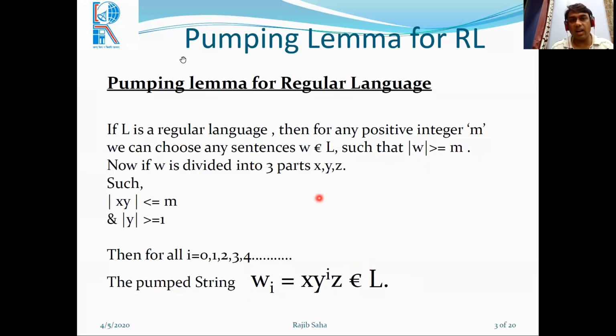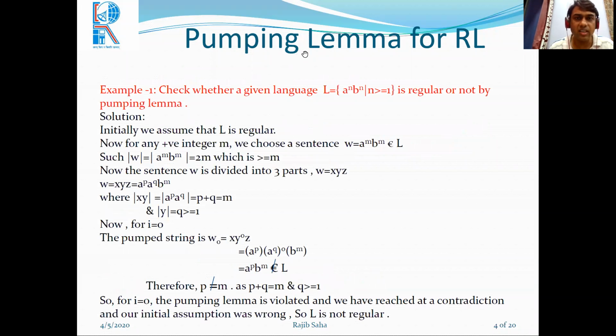Now we will understand the entire thing through some examples. Our first example is this one. Here the language is a to the power n, b to the power n, where n is greater than or equal to 1. Now, through pumping lemma, we need to check whether this language is regular or not. So initially, we are considering that this is a regular language.